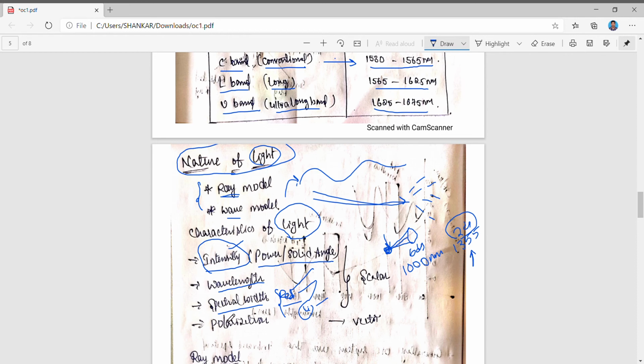Here the spectral width also depends upon the data rate, meaning it depends upon the brightness of the signal. So we have to maintain the spectral width low. If the spectral width is low, then the bandwidth will be high. When the spectral width is low, then the bandwidth of the system is high. There is an inverse relation. If the width is low, then the bandwidth is high.